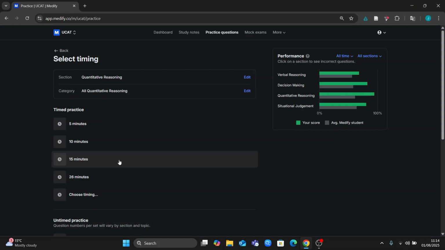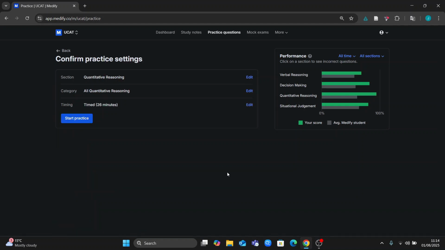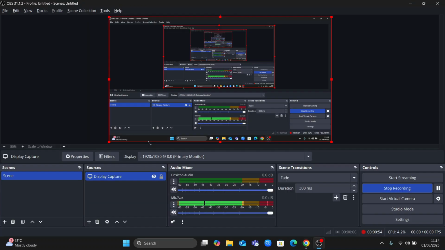So what I'm going to do is a 26-minute QR practice. I'm drawing on my iPad, so you can see my iPad screen and the working I'm actually writing down, but I'm going to try and talk you through as many of the questions as possible. Okay, without any further ado, I'm going to start and we can go from there. Okay, perfect.